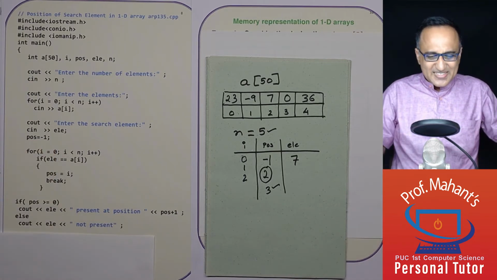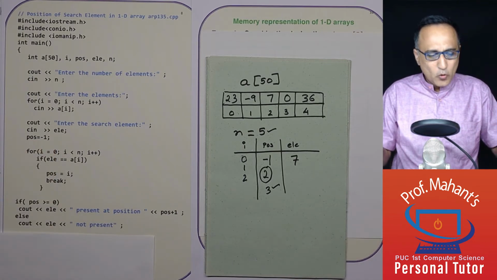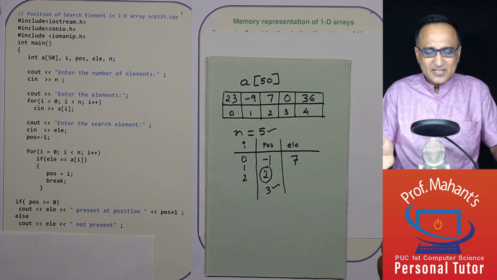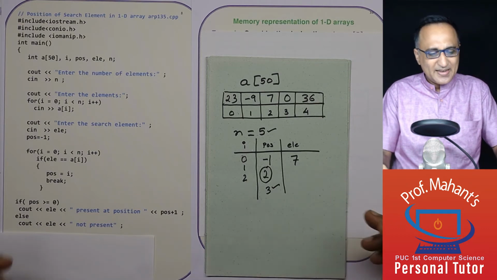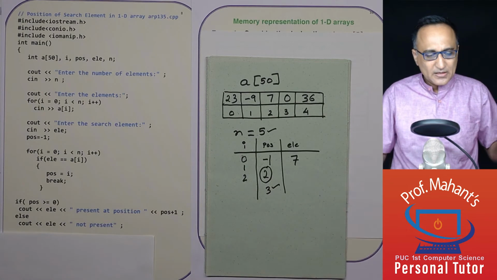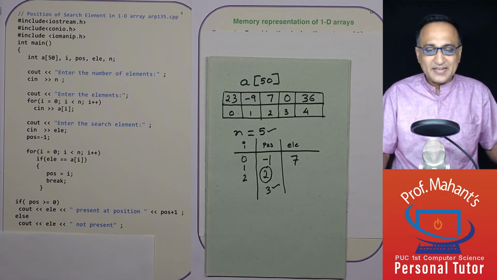So this is a simple problem. How do you go about finding whether a search number or an element exists in an array? There's one more possibility to it. Let us say I am searching for the number 99.